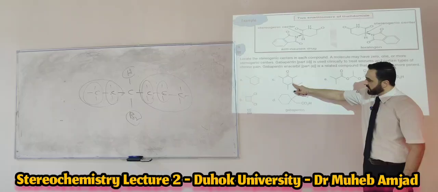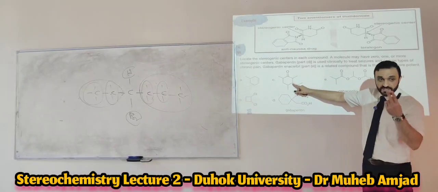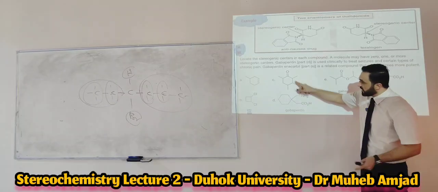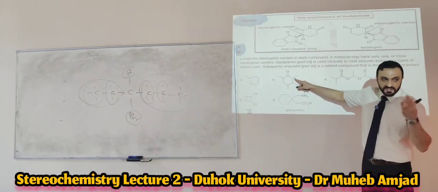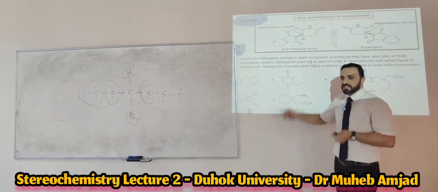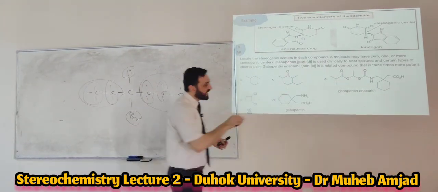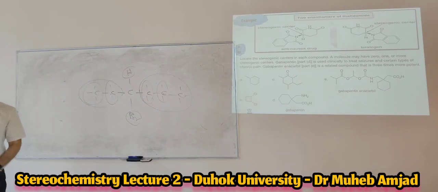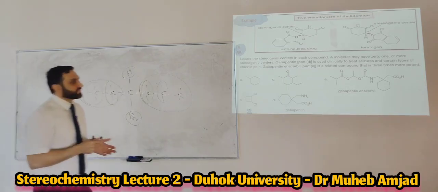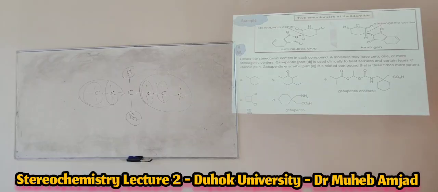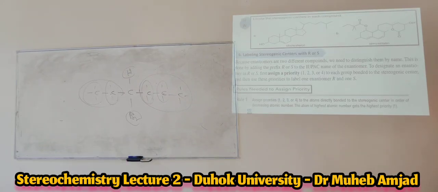Okay, this number 1. This? Yes, this is stereogenic center number 2. This: CH3, hydrogen, and this part not like this part. Stereogenic center number 3. And this? Yes, stereogenic center number 4. That means this molecule has 4 stereogenic centers. Okay? Clear? Do you have a question? No question? Good.